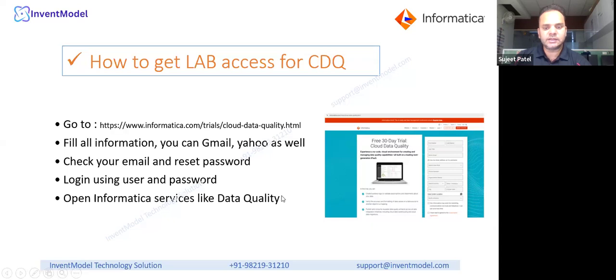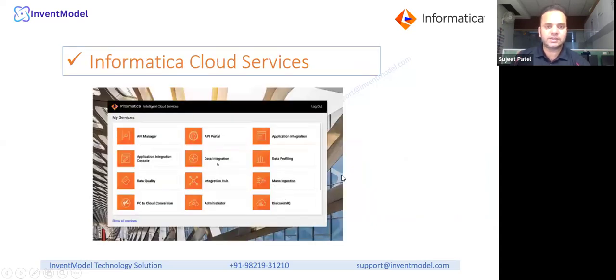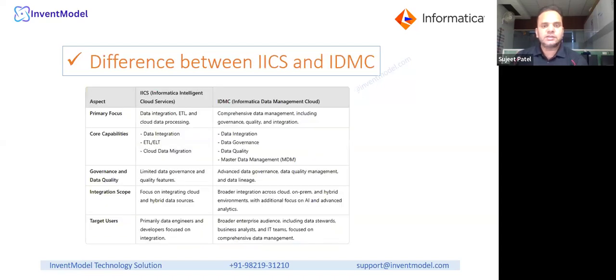And then after login, you can see the Informatica services like this as per the different licenses. Okay. So in general, you will not see all these services. Mostly you will see 4-5 services, which will be by default given for the trial by Informatica. That is data integration, data profiling, data quality, API manager, administrator. So these 5 services are very common, which we get as a basic in all the kind of access. So let's try to jump on this difference between IICS and IDMC.